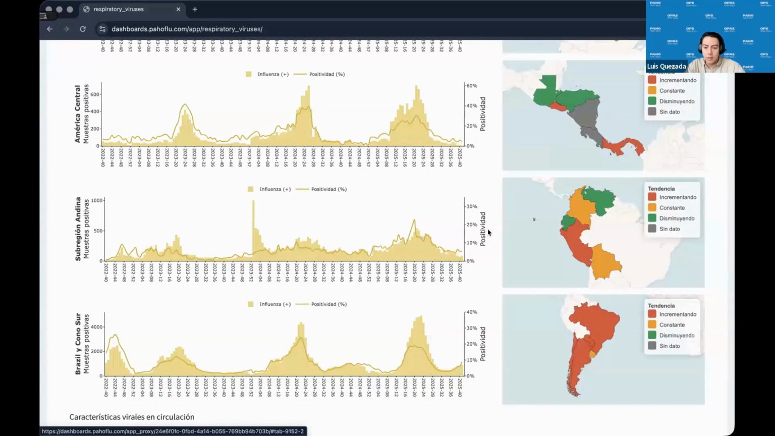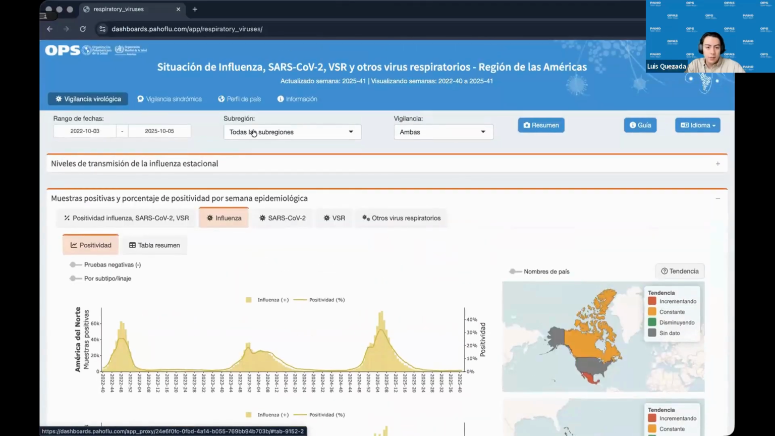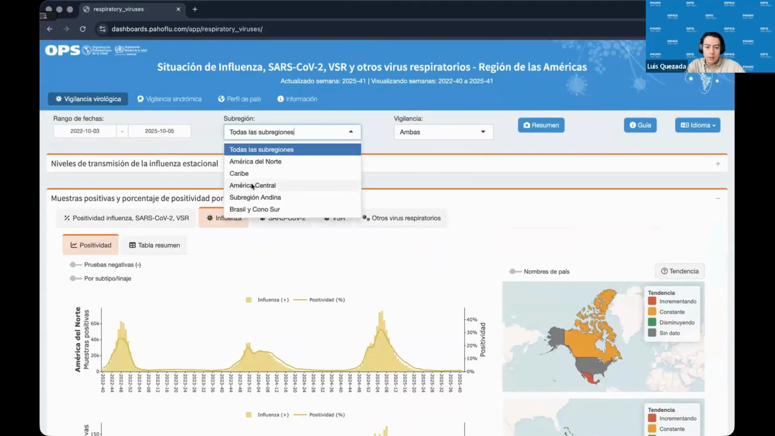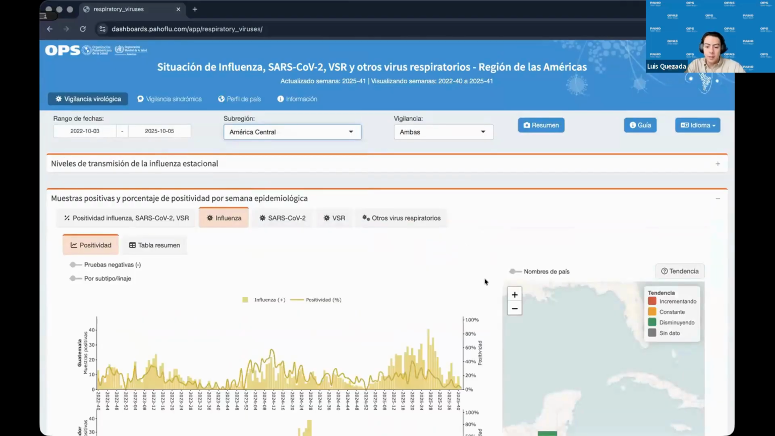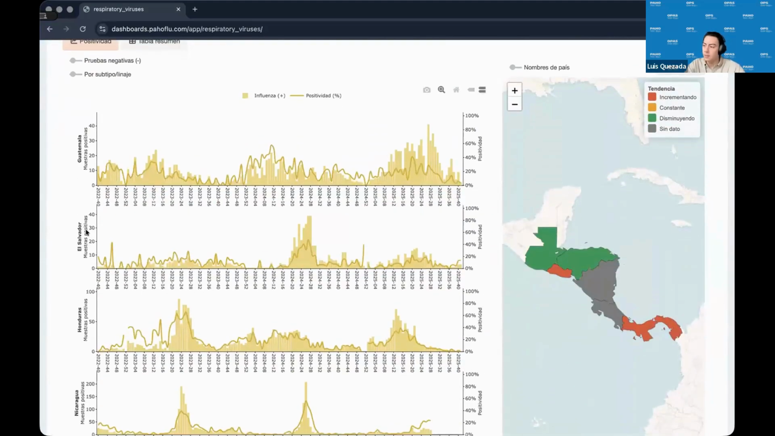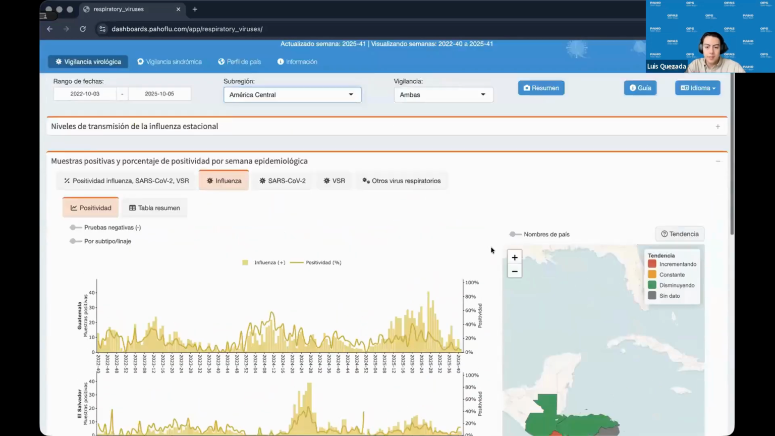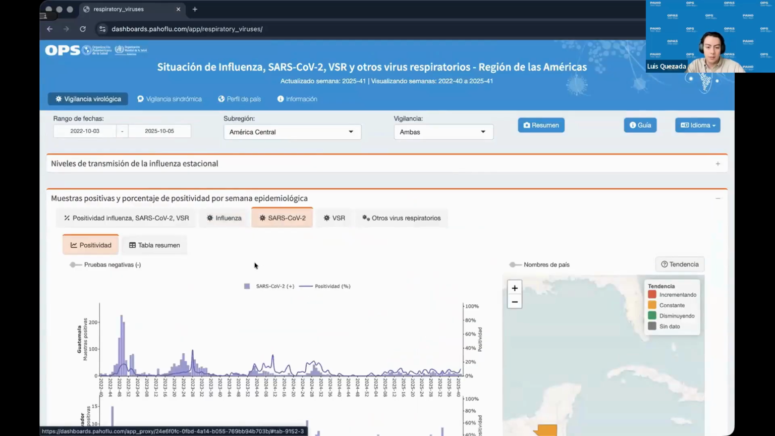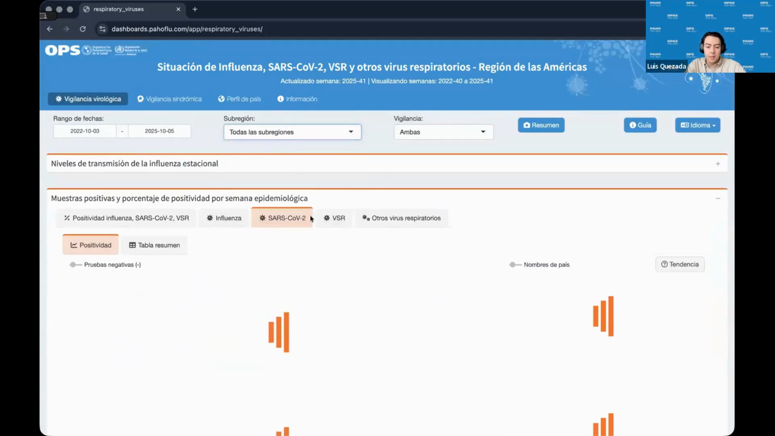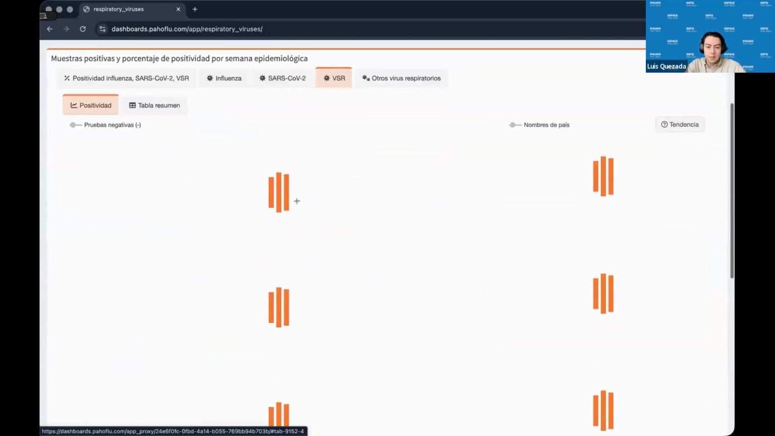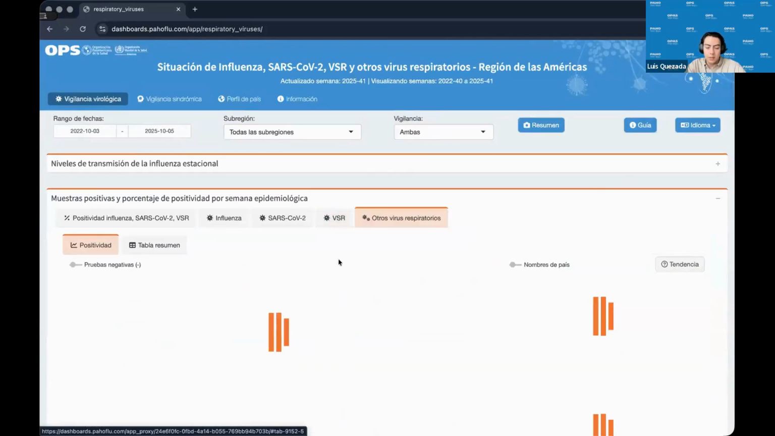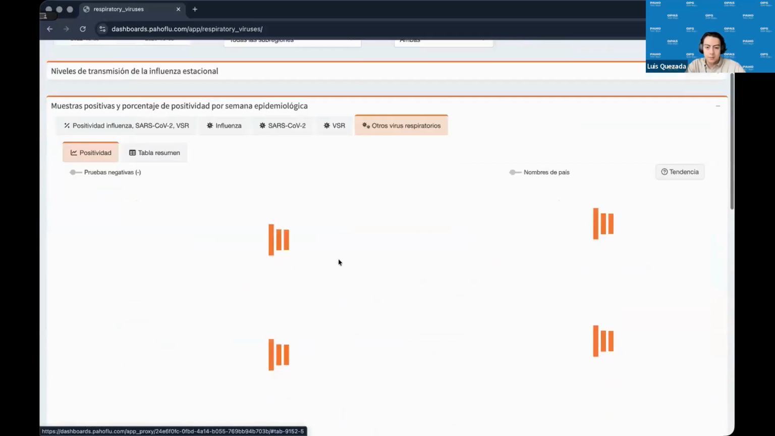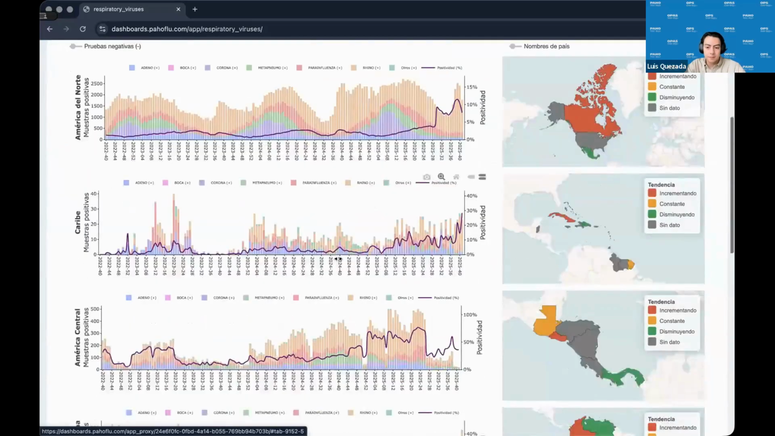And as you can see here, I see the data by subregion. But if I choose a specific subregion, like for instance Central America, I can go to the details and see the positive samples and the positiveness by country. I can do the same kind of analysis for all the other viruses, like SARS-CoV-2 regionally, and we also have visuals for RSV and other respiratory viruses.